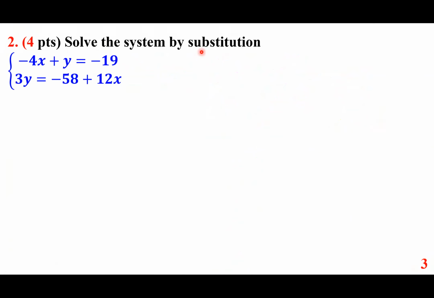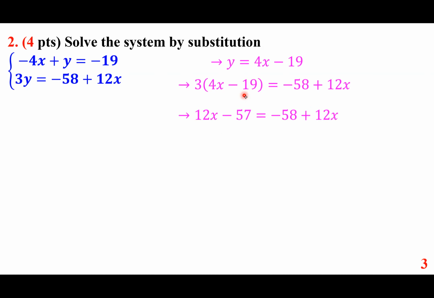We solve for y, again by substitution. We move the negative 4x. We put it into the second equation by replacing the y with 4x minus 19, and we distribute. We get 12x minus 57 on the left side. We can cross these two because they are identical.